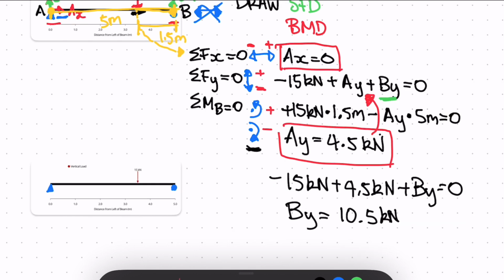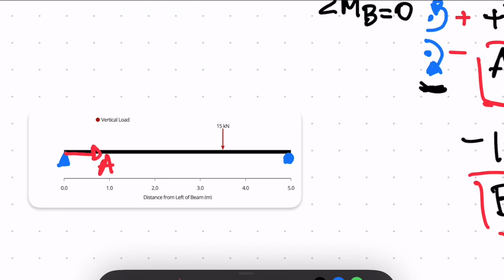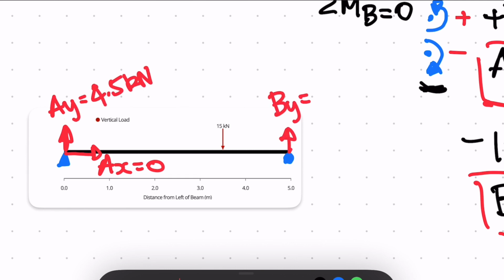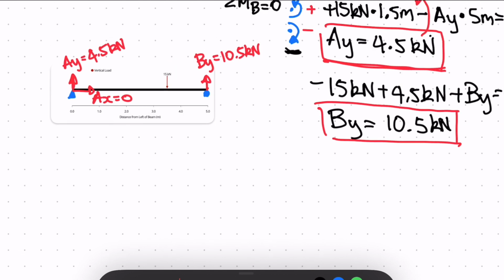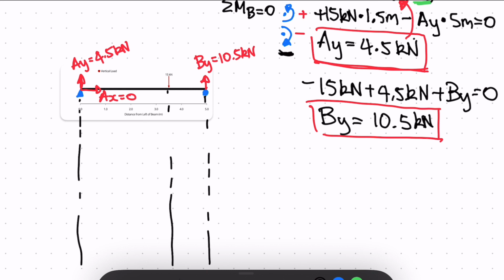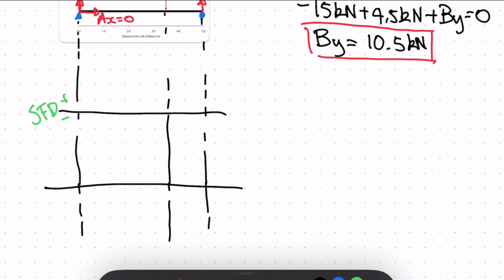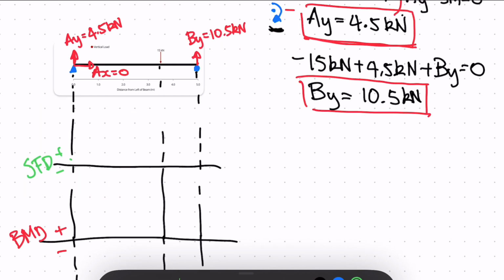We found our AY and we have our BY. So our AX is equal to 0. Our AY is equal to 4.5 kilonewtons. Our BY is equal to 10.5 kilonewtons. All right, so let's draw our diagrams. We can draw our shear force diagram and our bending moment diagram. So we have a positive 4.5 kilonewtons, and we don't have any other forces acting on this beam until we reach our 15 kilonewtons acting down.